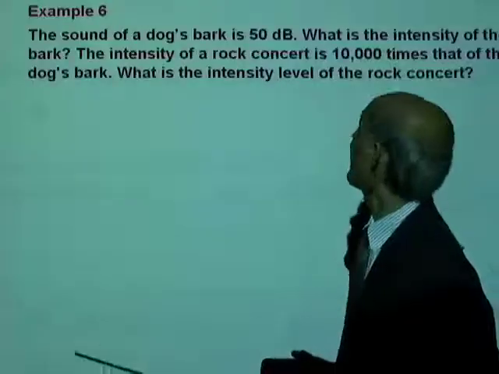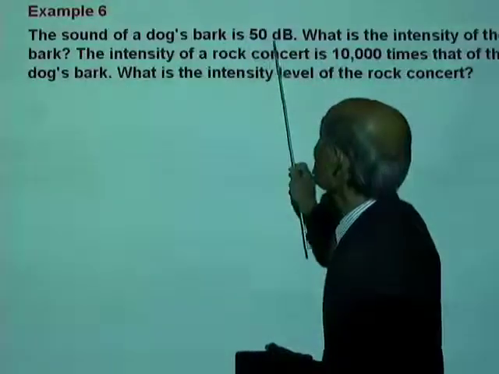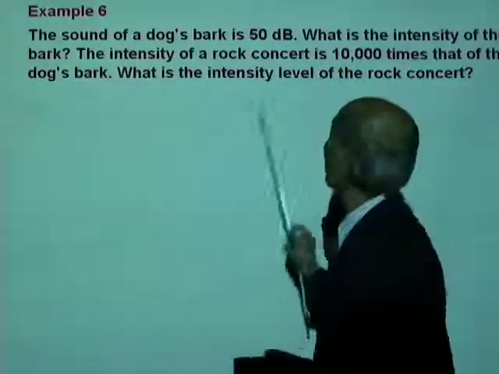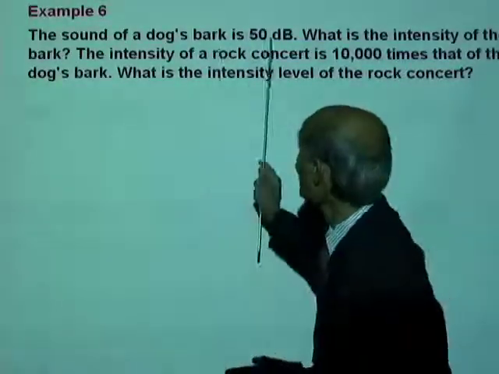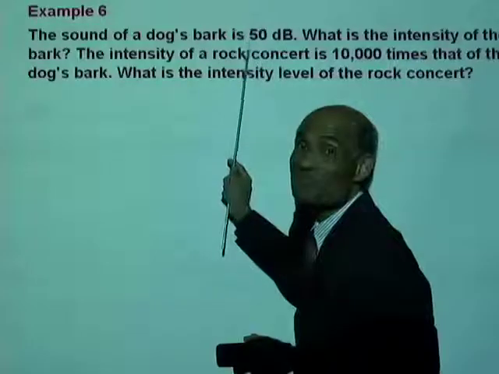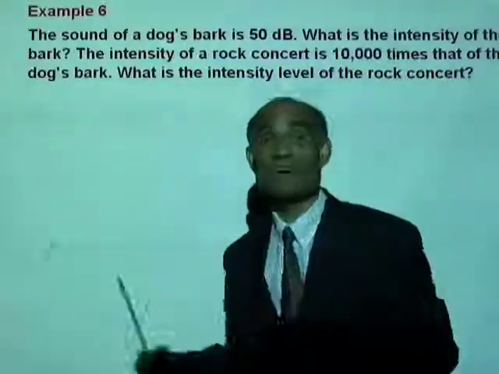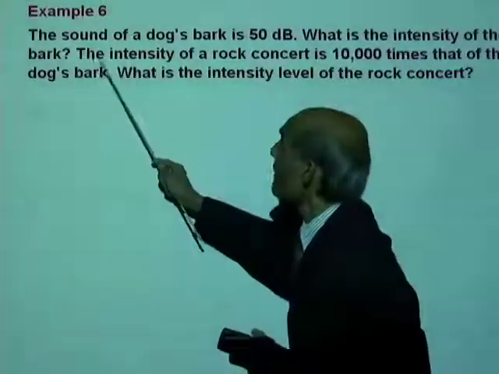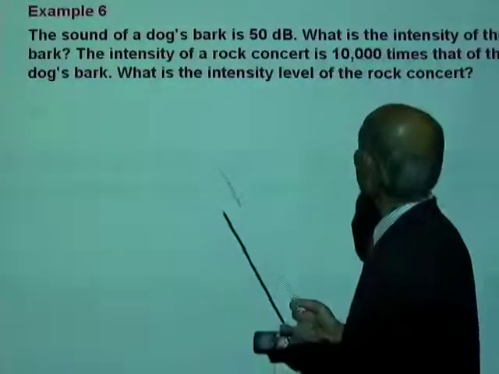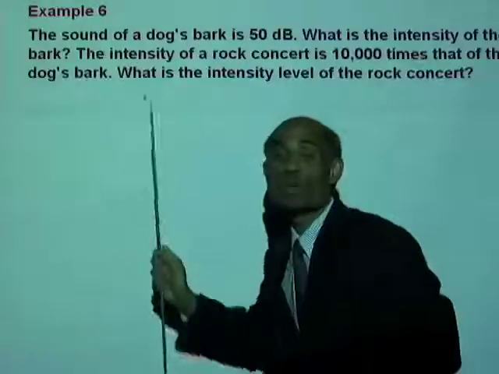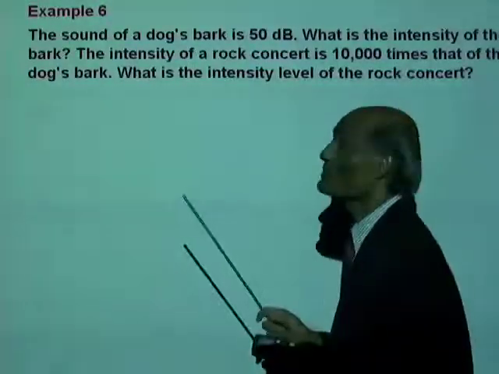Alright, let's do another one. The sound of a dog's bark is 50 decibels. What is the intensity of the bark? So, this time I gave you the decibel value. You need to find I, the intensity value. And the next part, the intensity of a rock concert is 10,000 times that of a dog's bark. What is the intensity level of the rock concert?